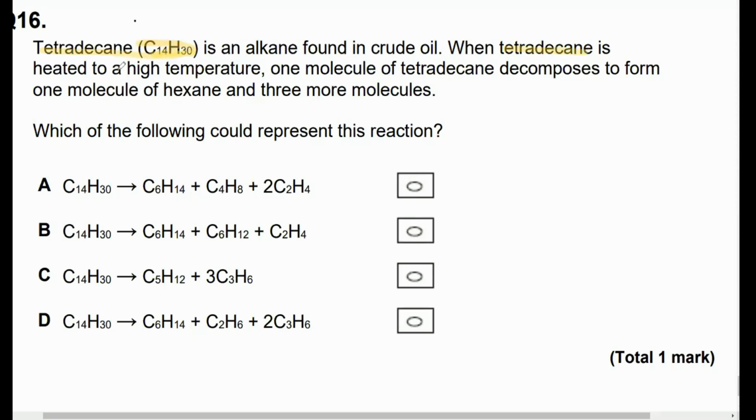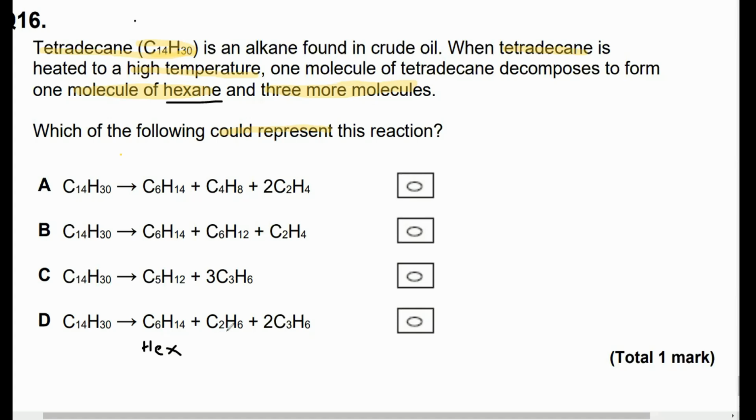Right, 16. Tetradecane is an alkane found in crude oil. When tetradecane is heated to a high temp, one molecule of tetradecane decomposes to form one molecule of hexane, three molecules, and three more molecules. So this is really key to answering this question, is highlighting. Which of the following could represent this reaction? So you really just want to check, do they all have a molecule of hexane? Okay. And then are there three other molecules there? And then is it balanced?